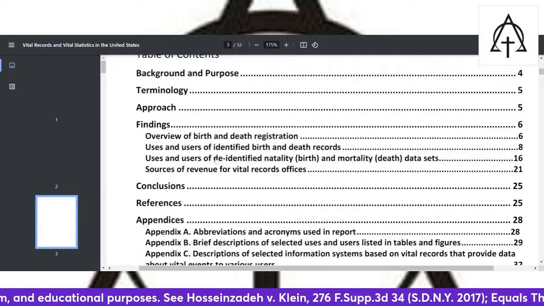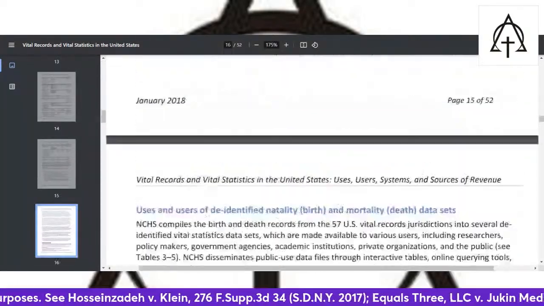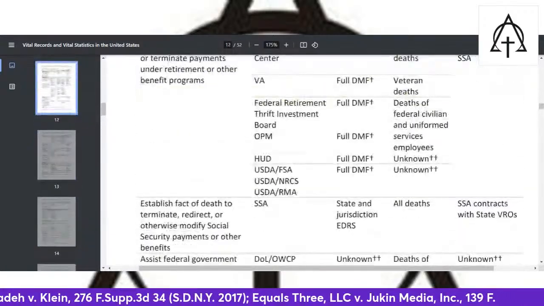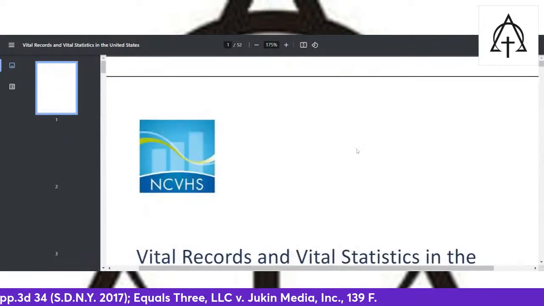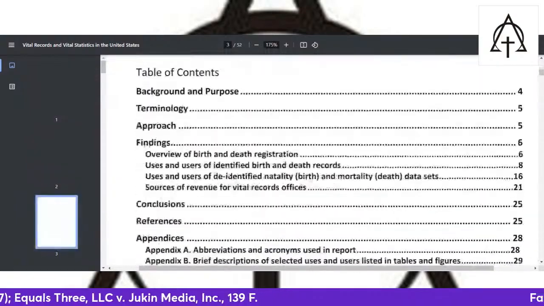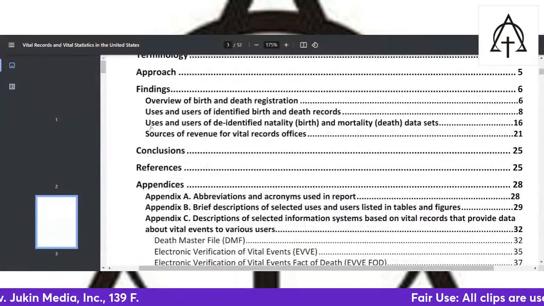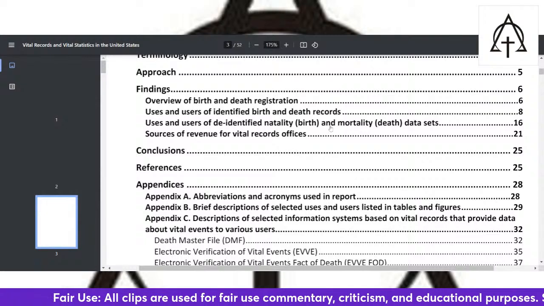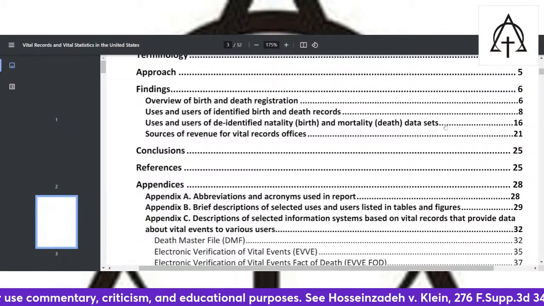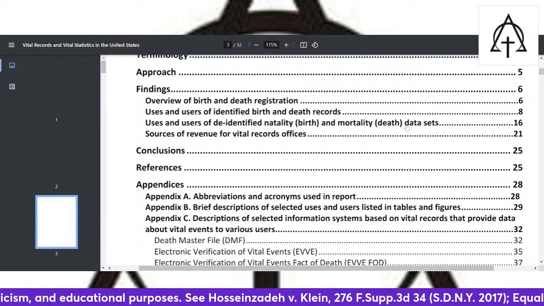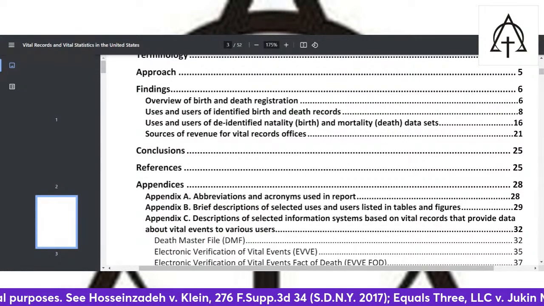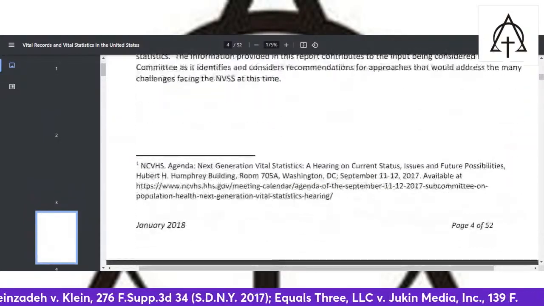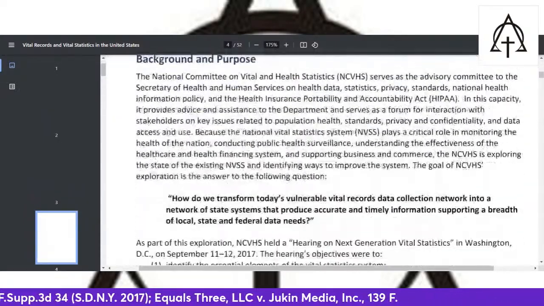Uses and users of de-identified natality, birth, and mortality, death, data sets for information systems. Background.